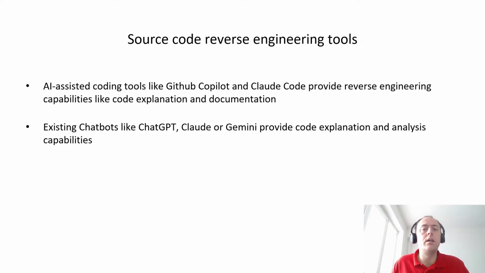Now, if we have the source code, typically AI-assisted coding tools like GitHub Copilot and Claude Code provide really nice reverse engineering capabilities like code explanation and documentation. So you can select a piece of code and generate some meaningful documentation. In most cases, it's quite good and really simplifies the reverse engineering process. We can also go with existing chatbots directly, like ChatGPT, Claude, Gemini, DeepSeek. We'll see them briefly in the demonstration. They also provide code explanation and analysis capabilities that simplify the process of reverse engineering.